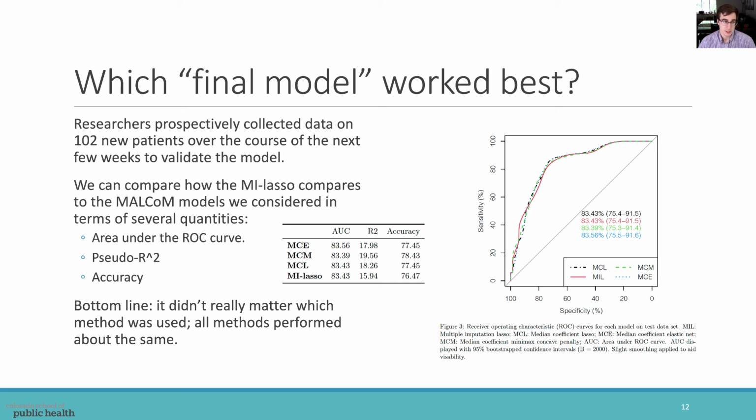So researchers did care about predictive accuracy, and so they actually collected data prospectively on 102 new patients to see how well their predictive model performed. So they did this, and after the fact, I then compared how well our Malcolm MCP approach compared to the MI lasso on this prospective cohort after having trained the model on the initial data set. And you can see here, the bottom line is, it really didn't matter which method was used. All of the methods performed about the same.